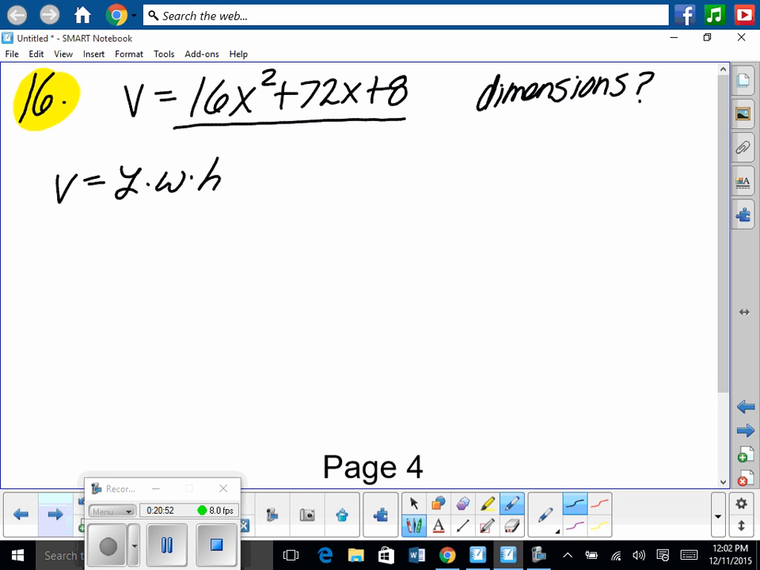Wait, let's see. Did I write down 16 right? On page 4. Nope, I didn't write down the right problem. Just a second. I'm going to start back. We're on 16, but I'm going to fix the problem.